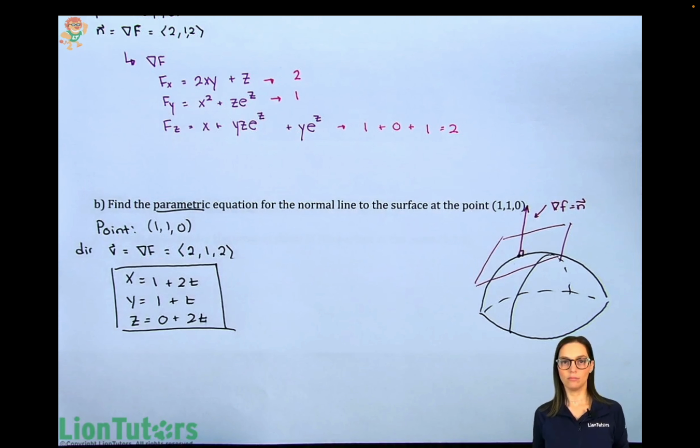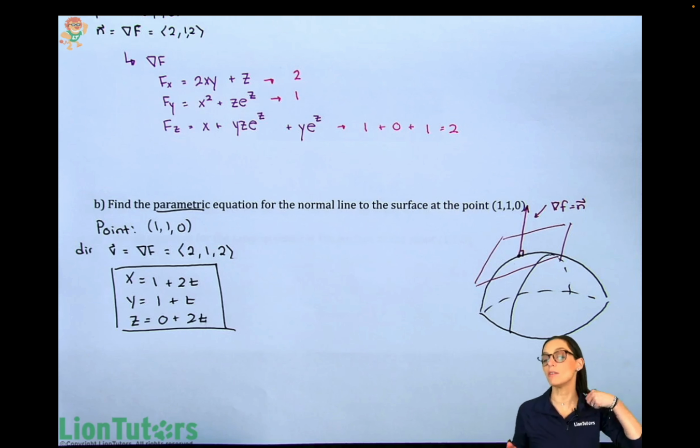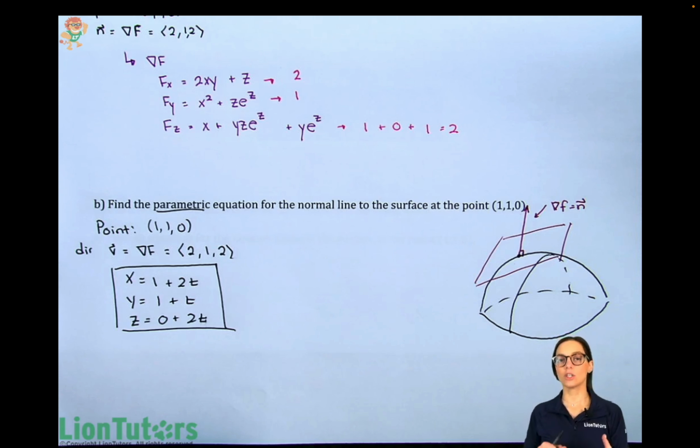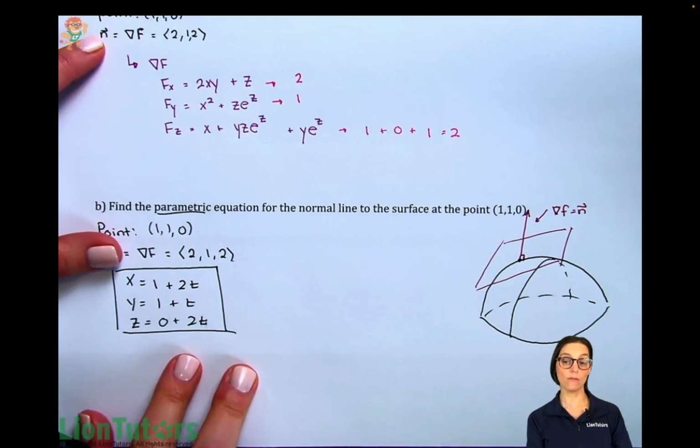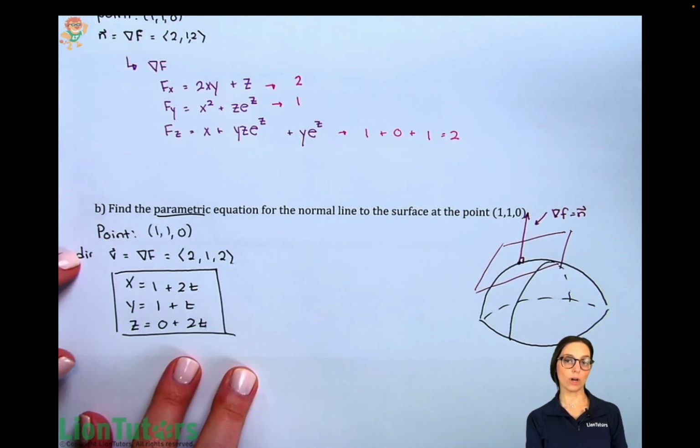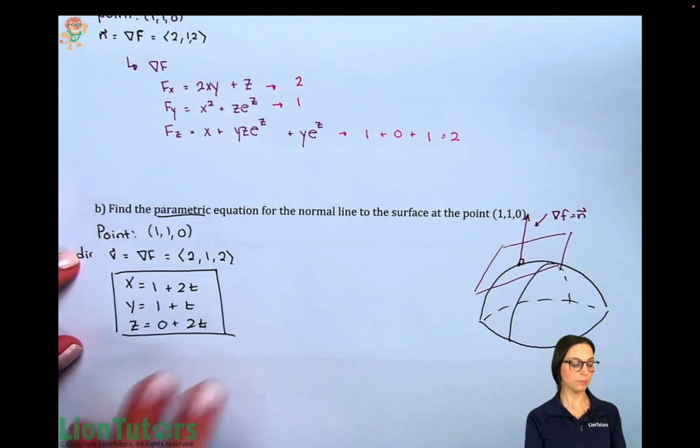Okay, so the big takeaway here is if they give you a level surface, the equation of the tangent plane or the equation of the normal line can be found by using the gradient as your normal vector if you're talking about a plane, or direction vector if you're talking about a normal line.